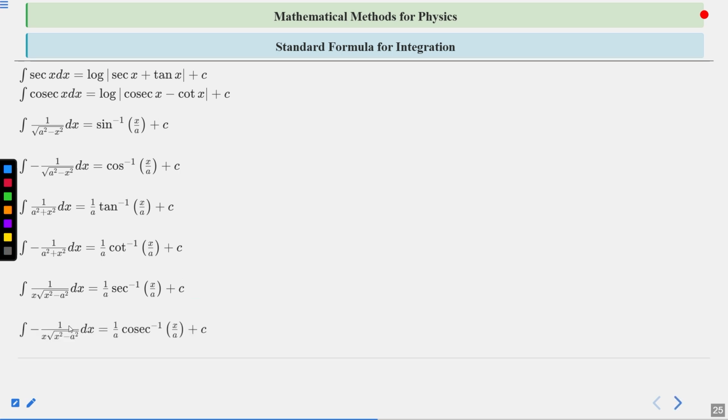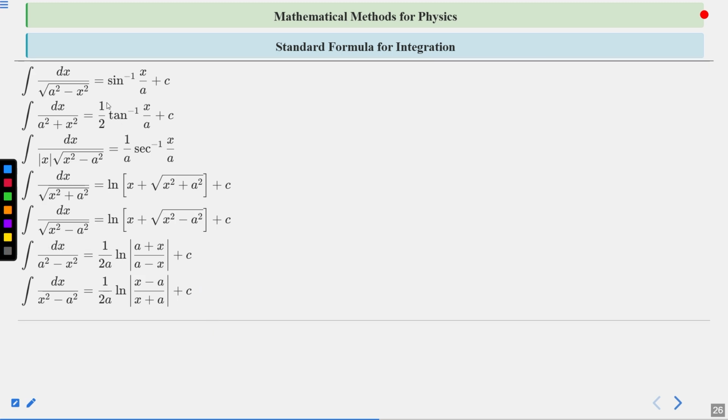Integration minus 1 divided by x under root x square minus a square dx is equal to 1 upon a cosec inverse x by a plus c. Now some other formulas. Integration dx divided by under root a square minus x square is equal to sin inverse x by a plus c.